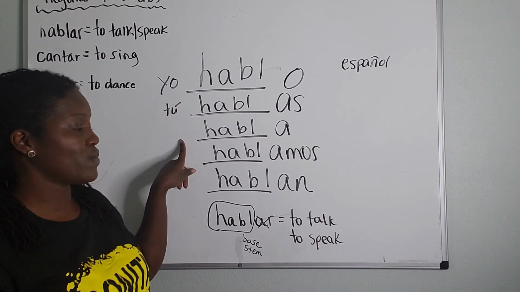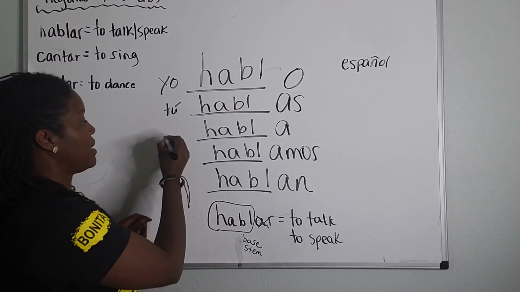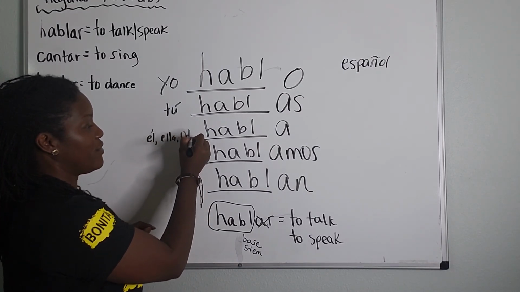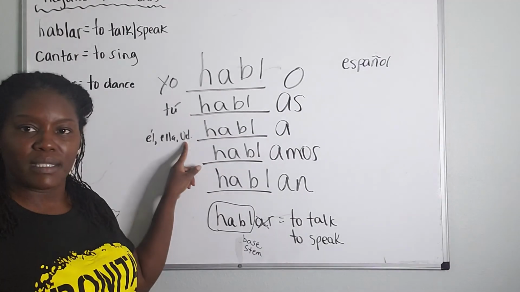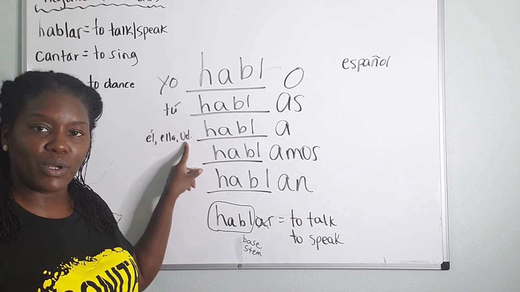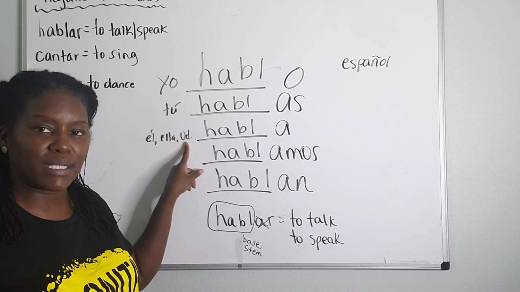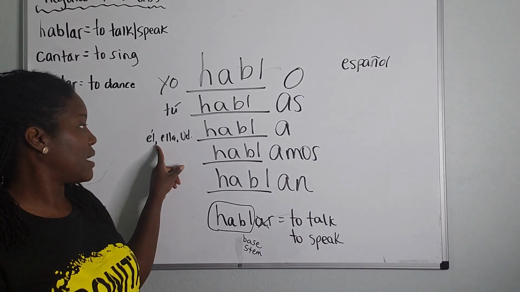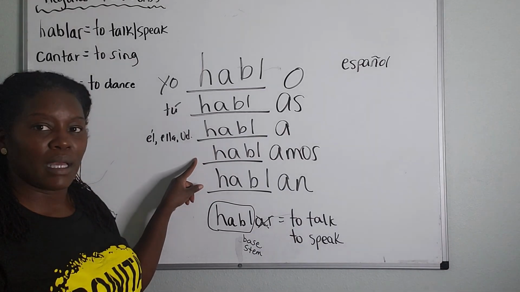Tú hablas. Next we have he, she, or it speaks. So we have él, ella, or usted, formal usted. That's a person that might be a pastor or a teacher, someone you don't know, somebody that you want to give high respect to. That's how I remember it. So it's the formal you. So it's él, ella, usted habla.